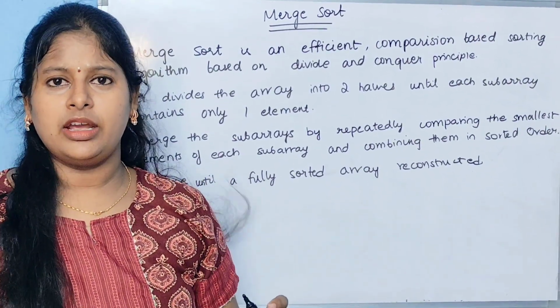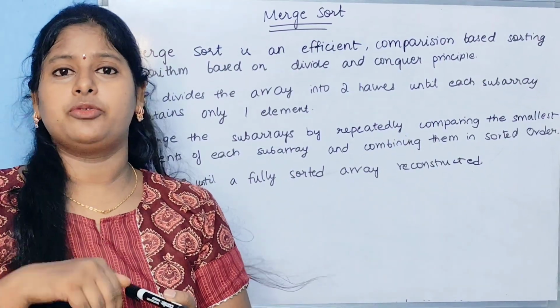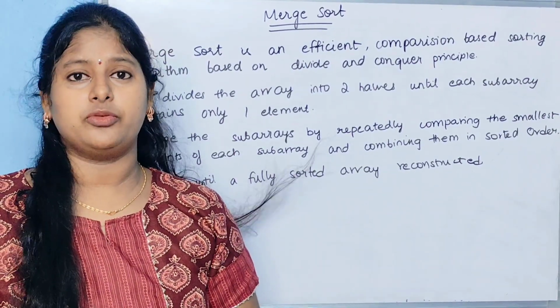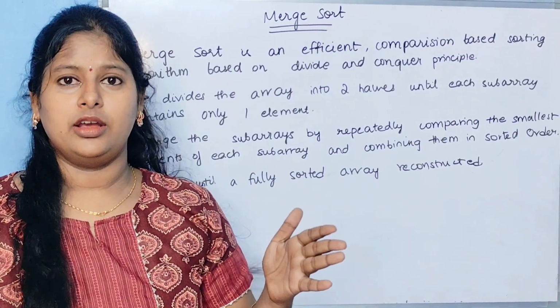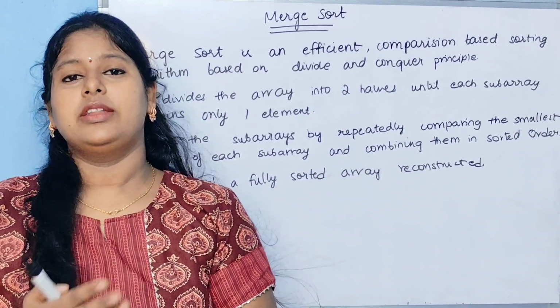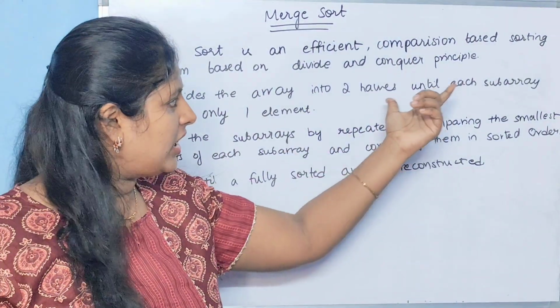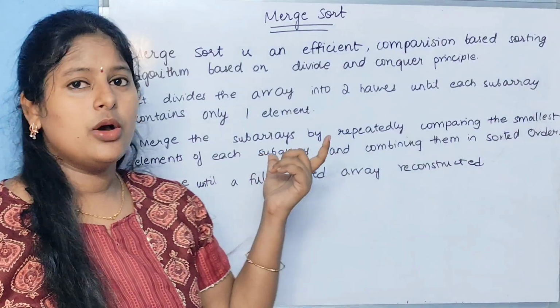You are given an array. That array is divided into two halves. Then you perform your operations. You don't directly perform operations on the complete array. Right? You have to divide it in two halves, then perform operations. So it divides the array into two halves until each subarray contains one element.